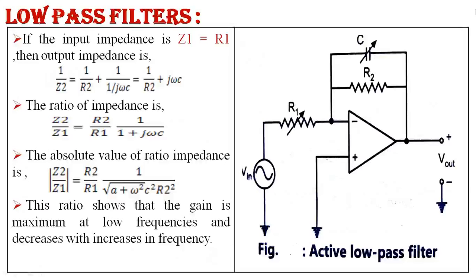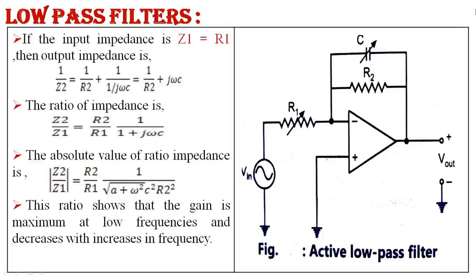So here we have to use an RC combination. The input is a resistance and the feedback is a capacitor, and that is the inverting amplifier. So the input impedance Z1 is equal to R1, and the feedback impedance Z2 is 1 upon Z2 equal to 1 upon R2 plus j omega c. The ratio of impedance Z2 upon Z1 is equal to R2 upon R1 into 1 upon 1 plus j omega c R2.